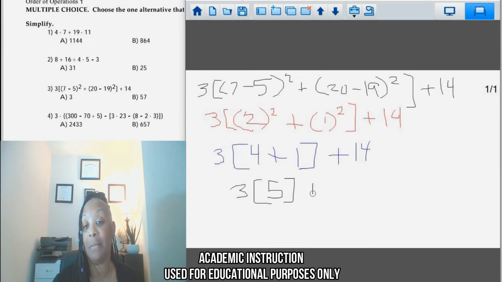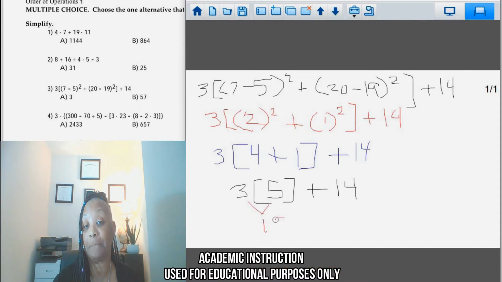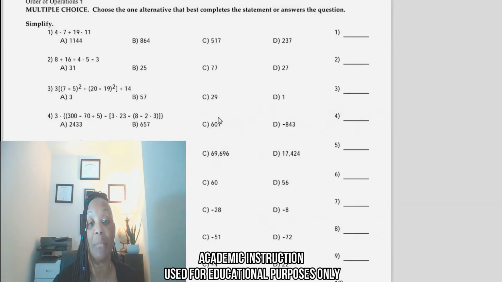That's 3 plus 14. Now we're going to multiply 3 times 5, which will give us 15, plus 14. And when we add 15 and 14, we get 29. So our answer for number 3 is going to be 29. Okay? So we can come over here and we see that option C will be the correct answer for number 3. Okay? So now let's look at number 4.